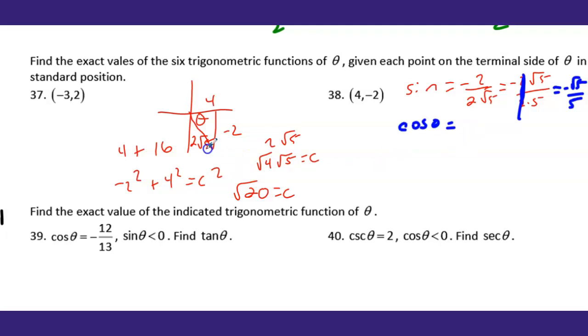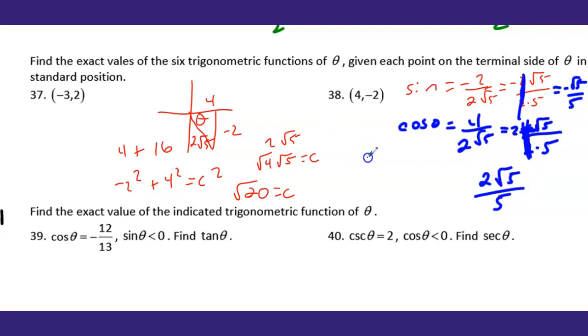Cosine will be 4 over 2 radical 5, which again you have to rationalize. If I reduce that, 4 divided by 2 is 2, so 2 radical 5 over 5, because that right there is 2 times 2, so one of the 2's will cancel out. So it's just 2 radical 5 over 5. That's cosine. Tangent will be opposite over adjacent, which is negative 1/2.